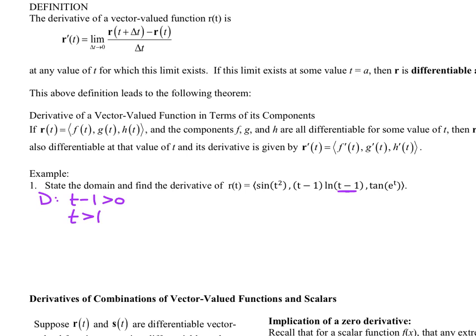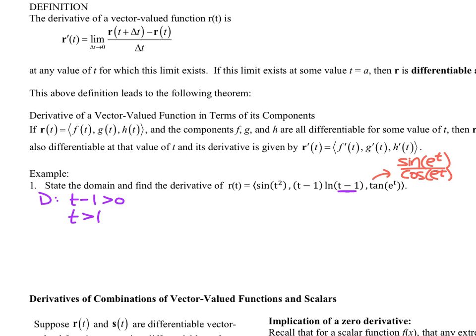The sine function I'm not worried about because the sine function is everywhere continuous. You can rely upon prior knowledge. You don't have to reinvent the wheel. If you know something is true, like polynomial functions are always continuous, you don't need to prove that every single time. But the tangent is sine over cosine, so sine of e to the t over cosine of e to the t.